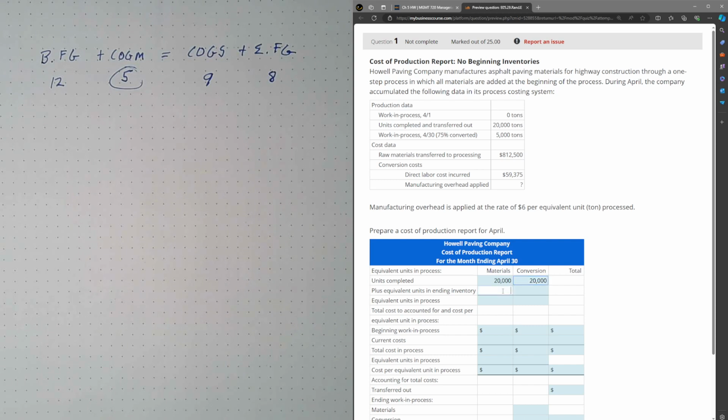Plus equivalent units in ending inventory. Ending work in process is 5,000. And remember, this is 100% of the number. Materials for the ending is 100%. The only number that's different is going to be the conversion for the ending units. You can double check that with what we did in the example. So 75% of 5,000 is going to be 0.75 times 5,000. Is that 3,750? It is 3,750. So when I add it up, the total materials units are 25,000 units.